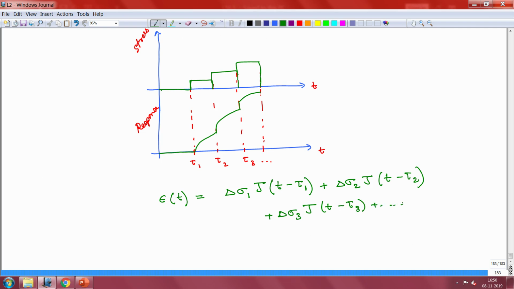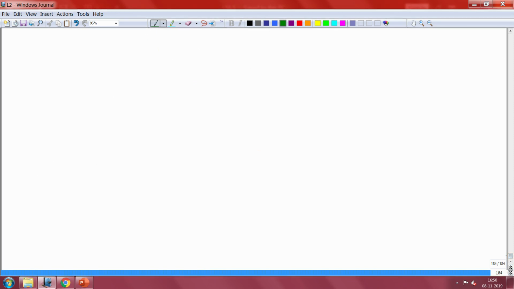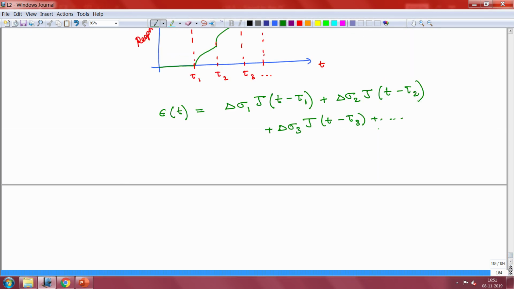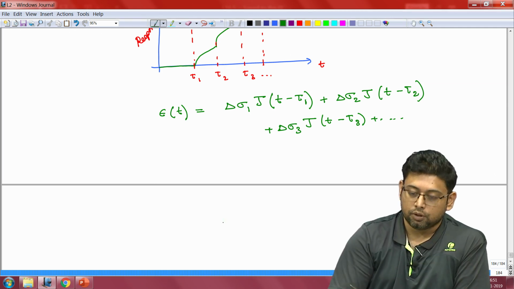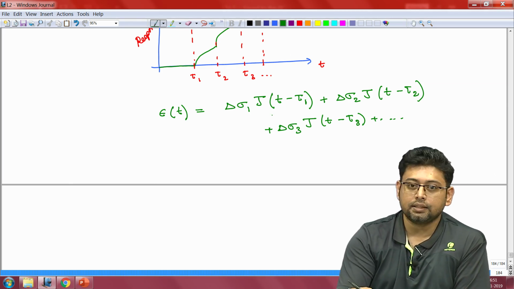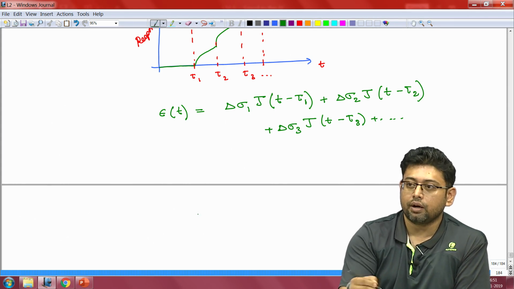And so on, right. If you generalize this idea, and you go on making the time steps smaller and smaller, then you will have a set of rectangles that can approximate any particular signal, right. So, basically you are going to go from a discrete case to an integral case, right. That is what we are trying to do here.